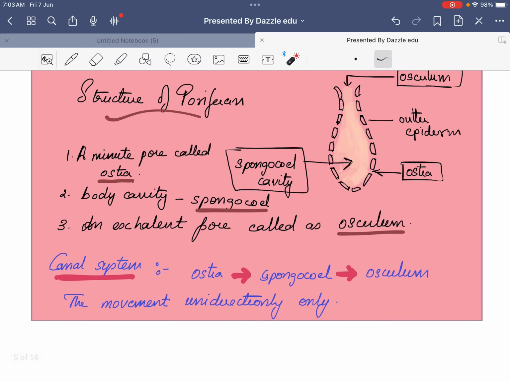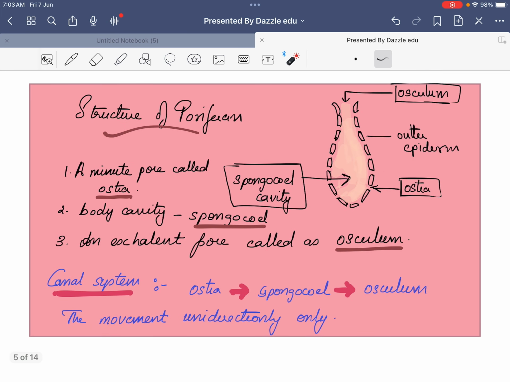Coming to the structure, the poriferan is well known for the tiny holes or pores that they have in their body, which we call the ostia. Following the ostia, we enter into a cavity-like structure where most of the life processes happen, and the cavity is called the spongiocoel cavity. The spongiocoel cavity has a single outer opening which is considered the osculum.